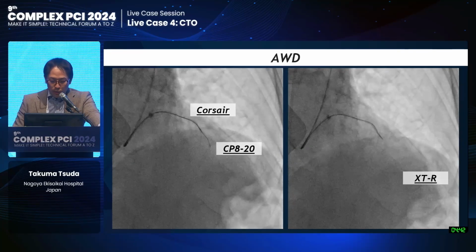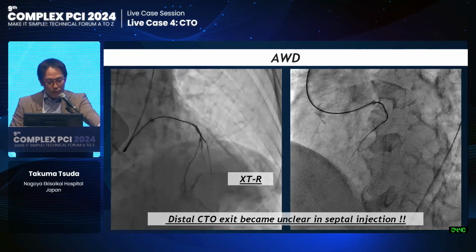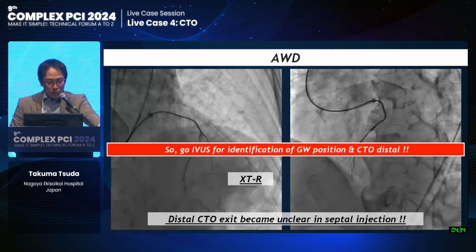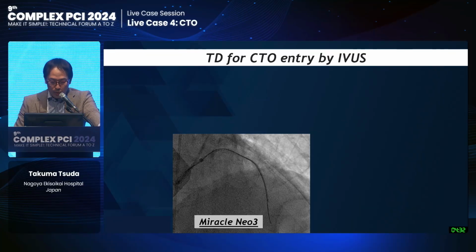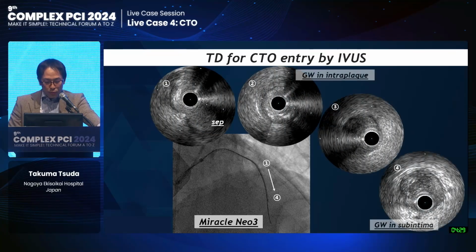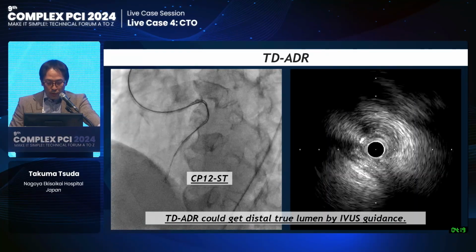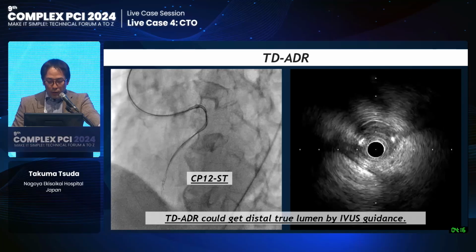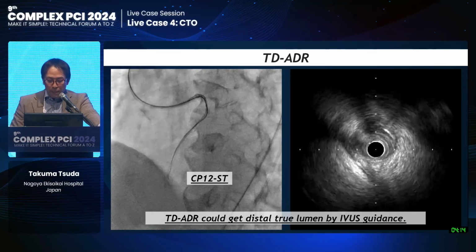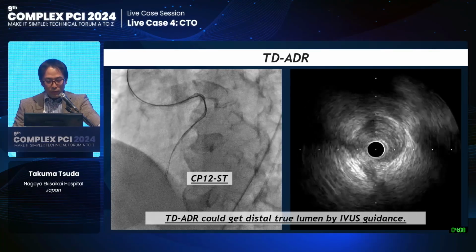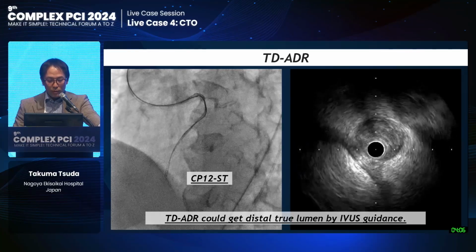But unfortunately, the XTR could not get to the distal true lumen. So I used IVUS to identify the guide wire position and the true lumen. IVUS clearly identified that the true lumen is around 10 o'clock and very shrunken. So it's time for the TD-ADR. The guide wire was gently manipulated. In the real-time IVUS, it clearly shows that the target is around 10 o'clock, 12 o'clock.